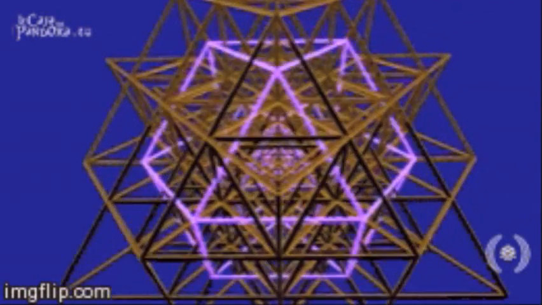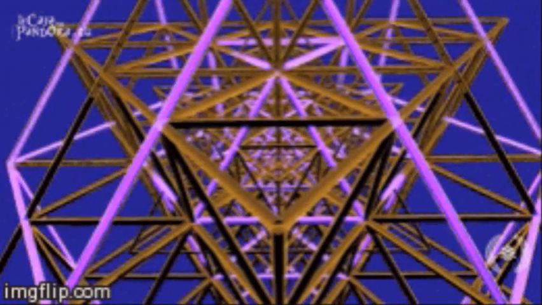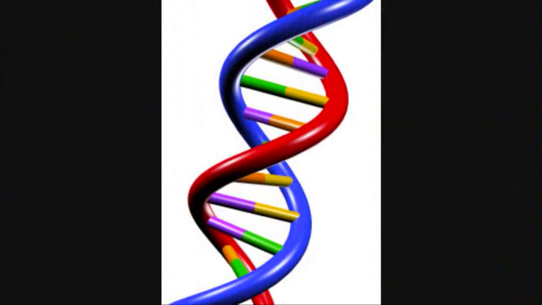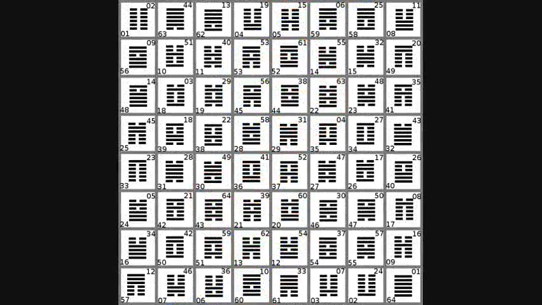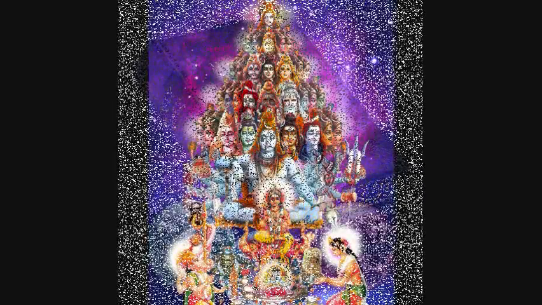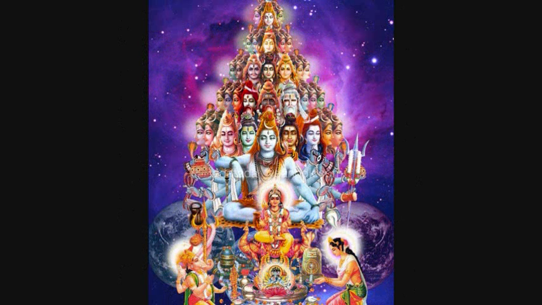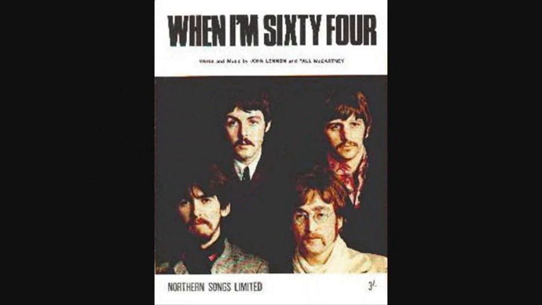64 is an important number in many areas. There are the 64 codons of human DNA, the 64 hexagrams of the I Ching, the 64 generations from Adam to Christ, the 64 manifestations of Lord Shiva in Hinduism, the 64 squares of the chessboard, and the Beatles have a song called When I'm 64.